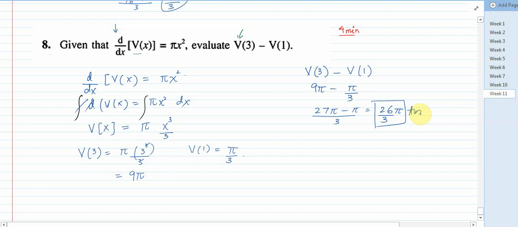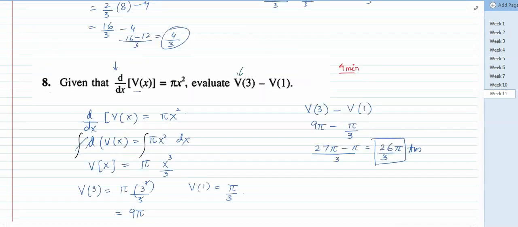So keep in mind that when dy/dx is given and you need to find out the function only, you need to apply the sign of integration on both sides, because integration and differentiation are reciprocal functions.